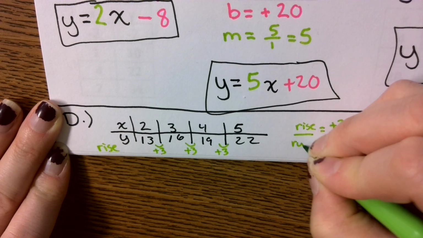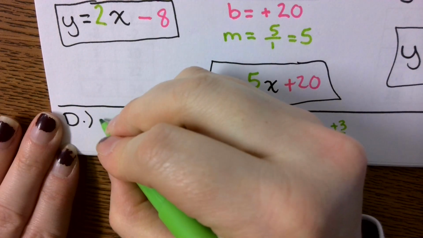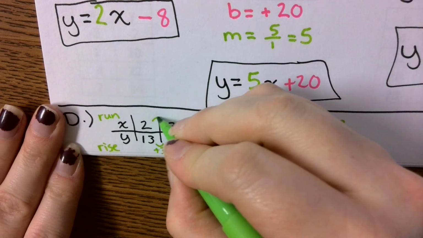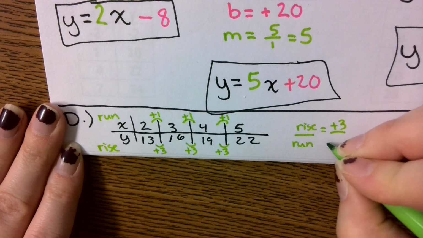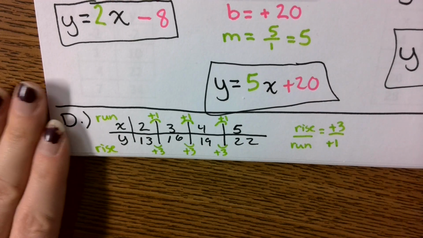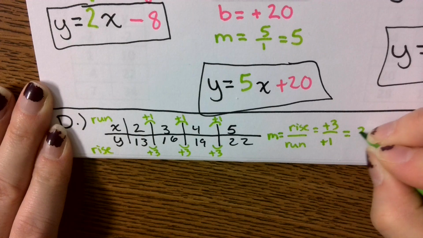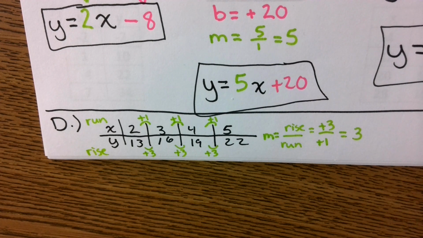And then our run, what are we increasing or decreasing by consistently for the run? John Luke? Increasing by 1. So every single time we are increasing by a value of 1. So that means that our slope, remember m is going to equal our slope, is going to be a positive 3.